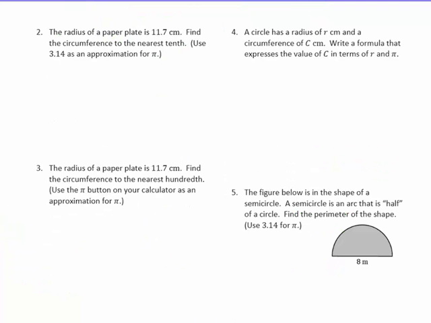All right, let's see what's on the next page. The radius, so we're going to underline that. Radius of a paper plate, that's R, is 11.7. Find the circumference to the nearest tenth, and this time they're telling us to use 3.14. Well, my formula, C equals pi d, I need D. This is R, which means to get D, I have to double this. So I have to take this and multiply by 2. 11.7 times 2, the diameter is 23.4.